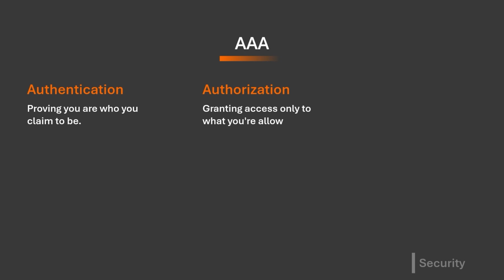The first A is authentication. This is verifying the identity of users before granting them access. It could be as simple as using a username and password, or more advanced like biometric scanning, an example being fingerprints. Once users are authenticated, we grant them access only to the resources they need.